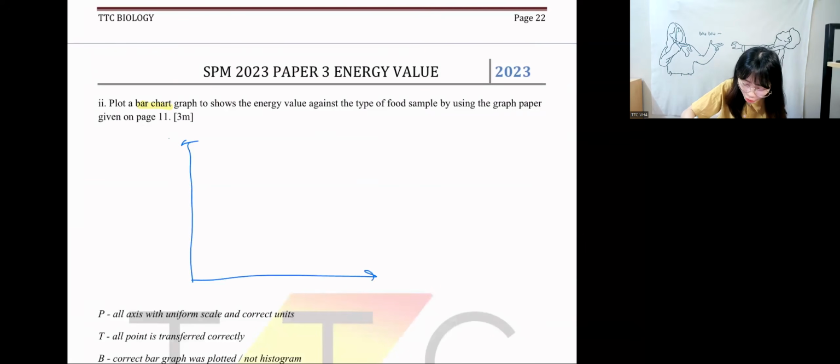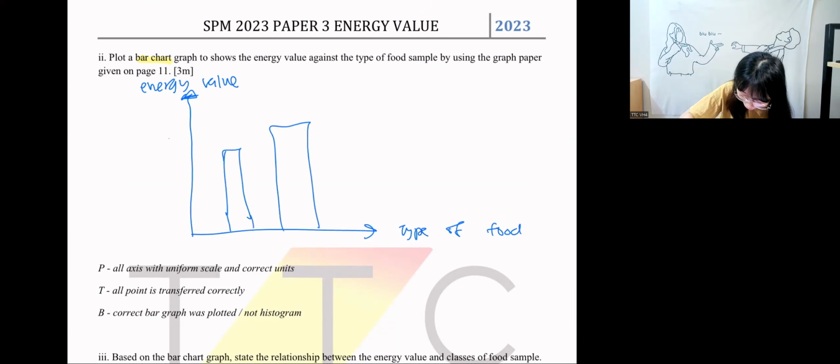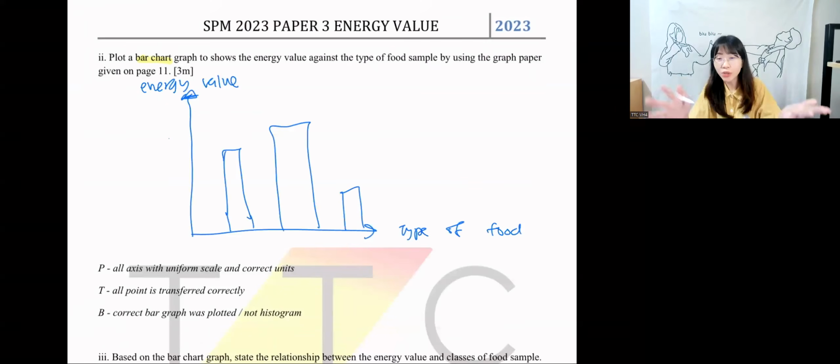You have to make sure that you fit 70% of the graph paper when you draw a bar chart, yeah? On top, this part, you write your energy value. Over here, you write type of food. And then you have your bar chart. Roughly draw like that, okay? You simply draw a bar chart, guys.